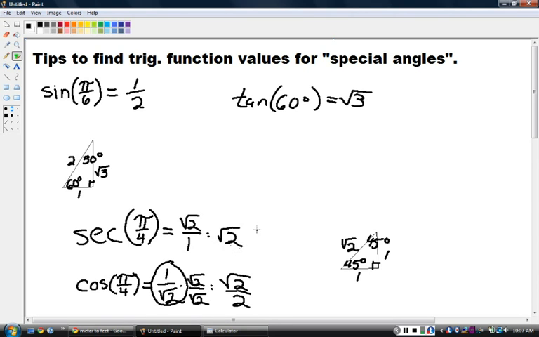Okay, so basically the point of this is, if you forget these angles, then you just go to your triangle, right? Draw your triangle and you get your solution. And what I'm going to do next is extend this to angles that are greater than 90 degrees.